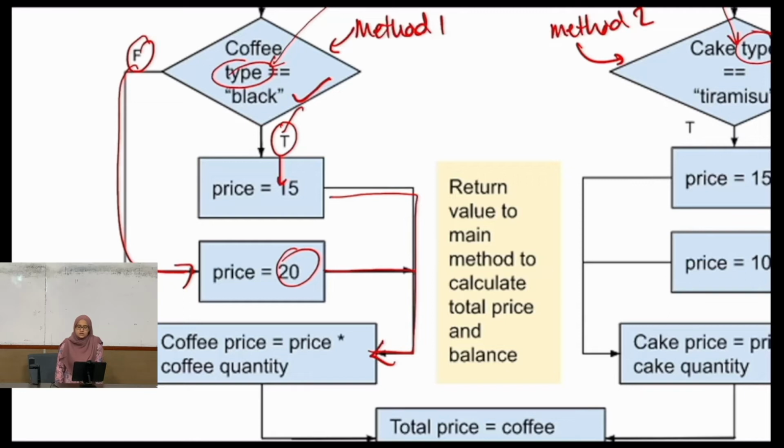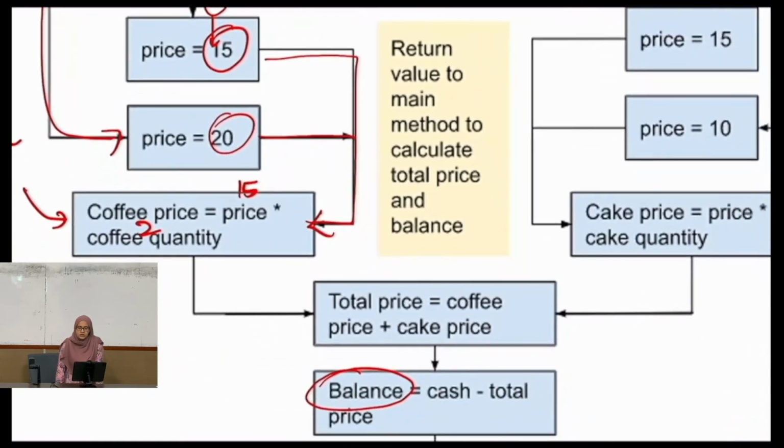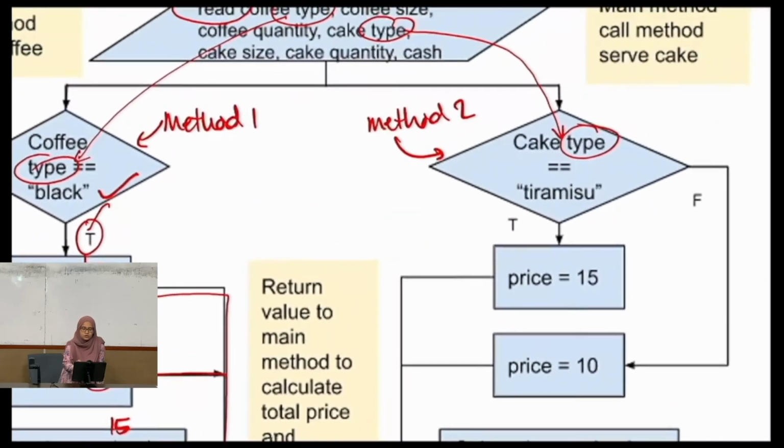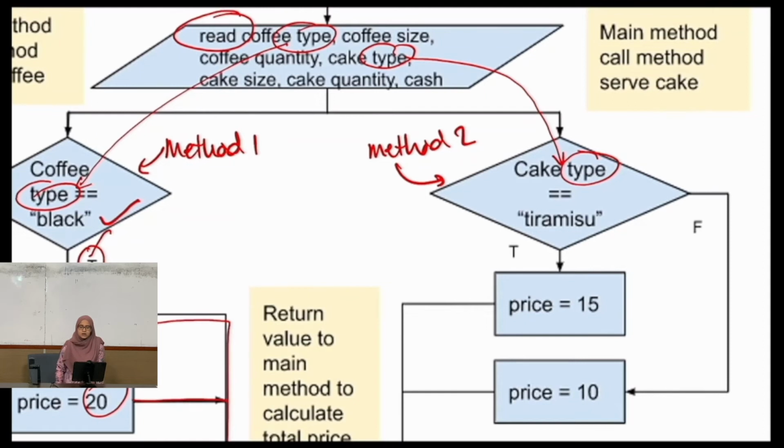Say that the customer ordered a black coffee for 2 cups. Okay, therefore you need to calculate 15 times 2. Therefore the price is 30 ringgit here. Okay, so the value of 30 ringgit would be passed on to the next step, the next calculation. So this calculation goes back to the main method. The one in the middle is the main method.